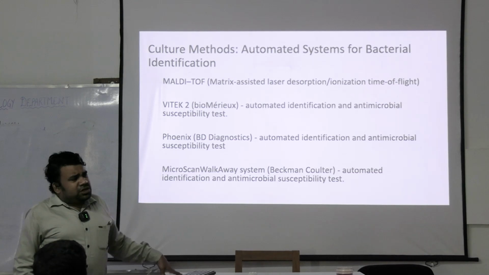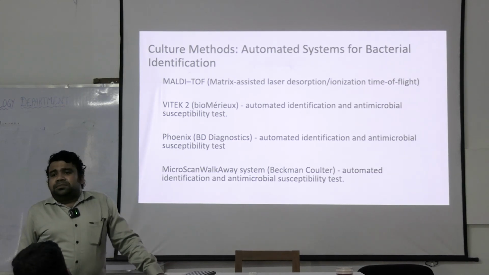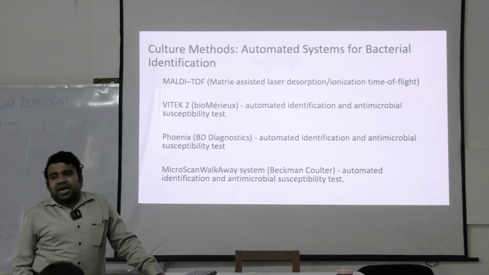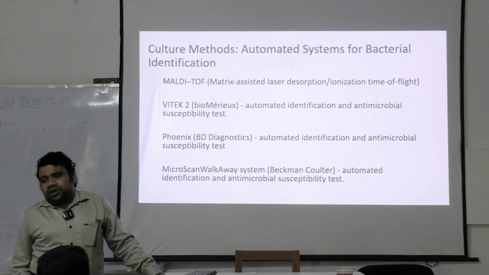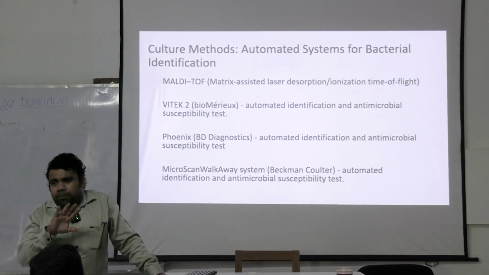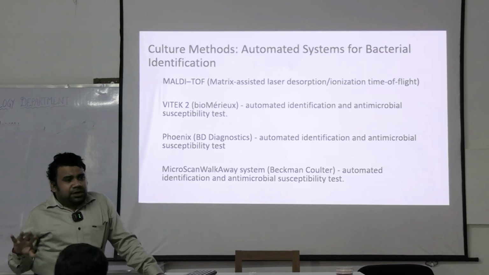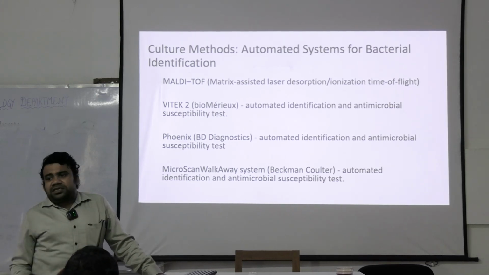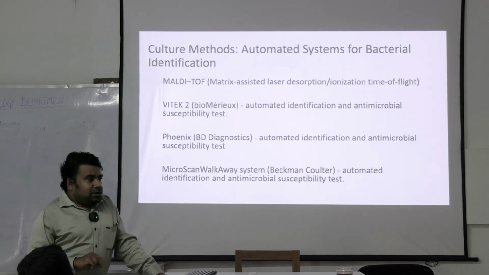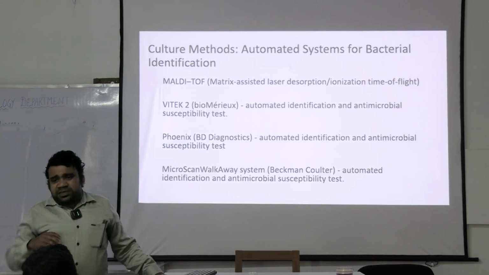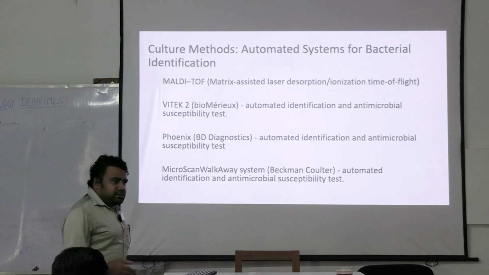I am not going into the details of the methodology. It basically analyzes the type of protein present in the bacteria. Different bacteria will have different spectrum of protein. Based on that spectrum, it can identify. Advantage is it identifies organisms more correctly, more quickly. Disadvantage is the machine is very costly.